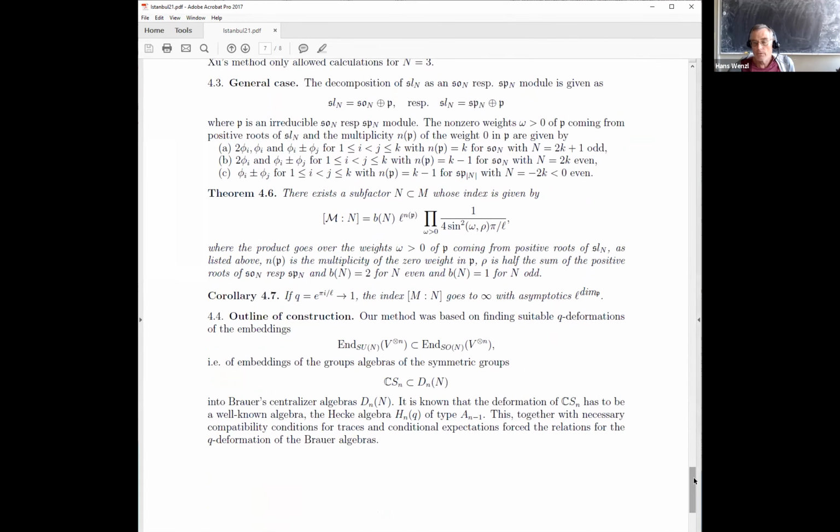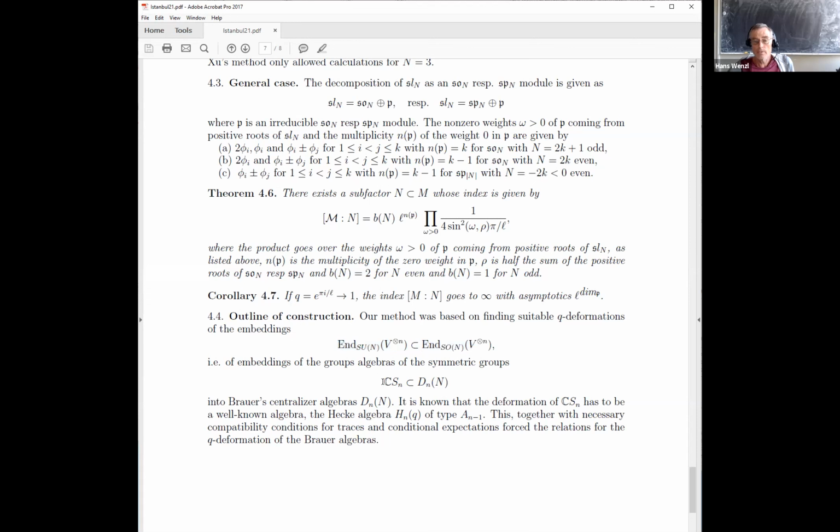Very briefly about the construction. So this is what the method was based on, some very in principle elementary calculations. What we do, we know in the classical case, we could construct this subfactor from these embeddings here, which I wrote down in this line. And SO(N) is a subgroup, so hence the centralizer is bigger. So one gets a sequence of finite dimensional algebras. With n going to infinity, one gets the subfactor.